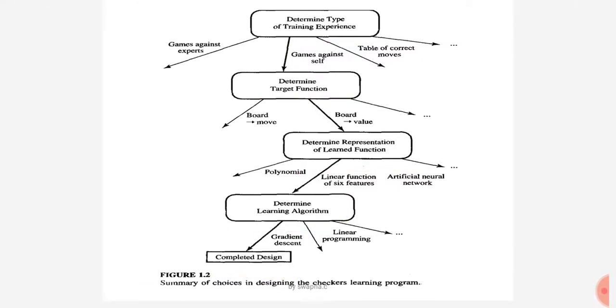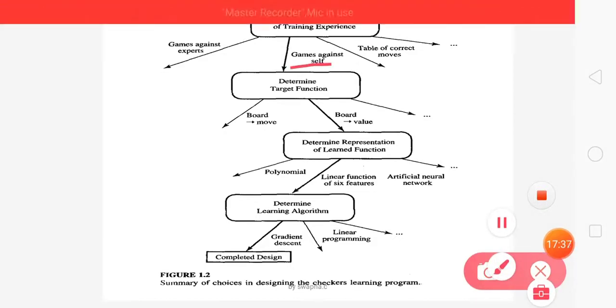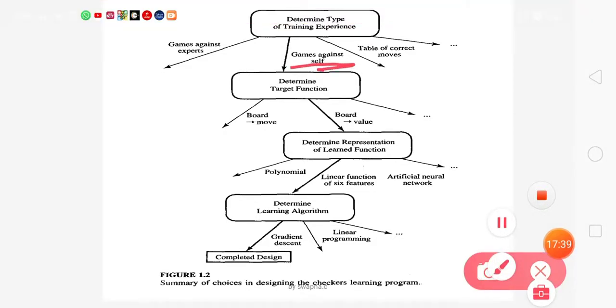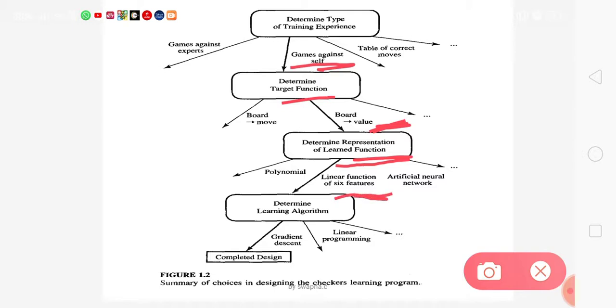Determining the training experience, depending upon the games against itself, because we took the experience of it playing with itself only. Again it plays against itself and determines the target function depending upon the board values or board moves. It determines the representation of the learning algorithm. After that, a linear combination of 6 variables is considered.